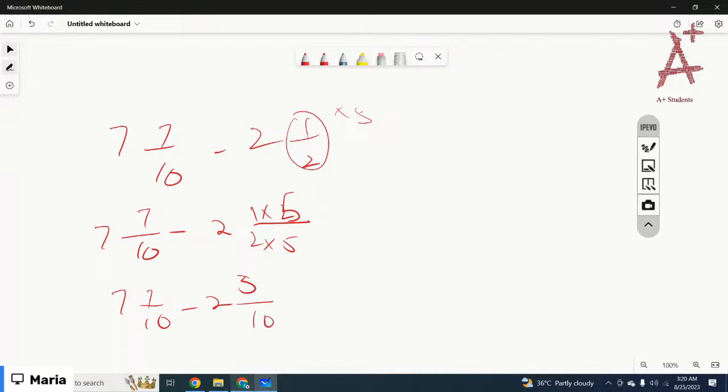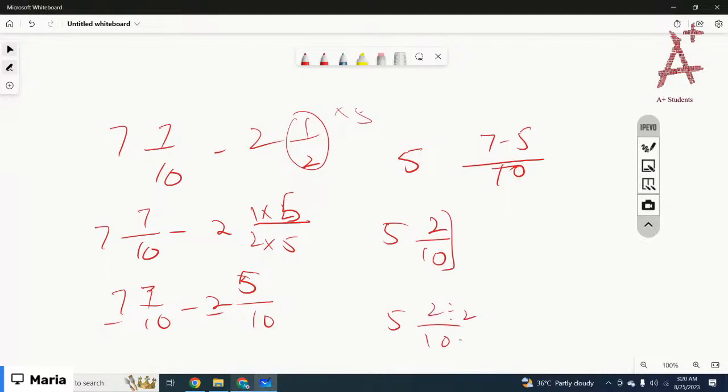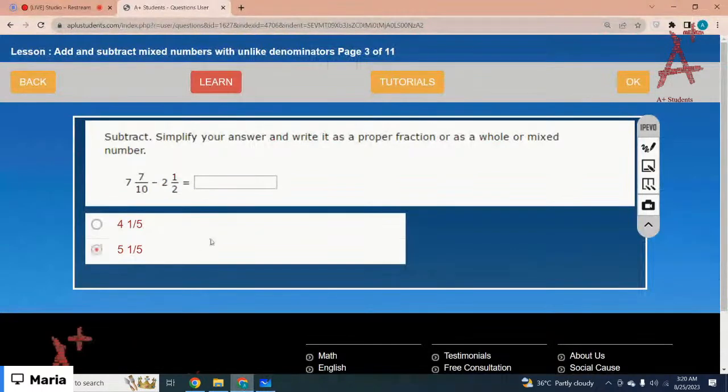So 7 whole 7 over 10 minus 2 whole 5 over 10, since 5 times 1 is 5 and 5 times 2 is 10, right? You can now subtract their fractional part and their whole part. 7 minus 2 is 5. Now they have like denominators, so 7 minus 5 over 10 will be 5 whole 2 over 10. And you can divide this portion by 2, that would be 2 divided by 2 and 10 divided by 2. So it would be 5 whole 1 over 5. Option number 2 is the correct option.